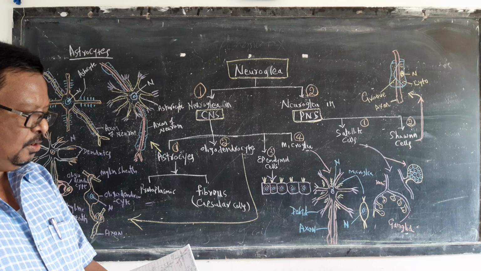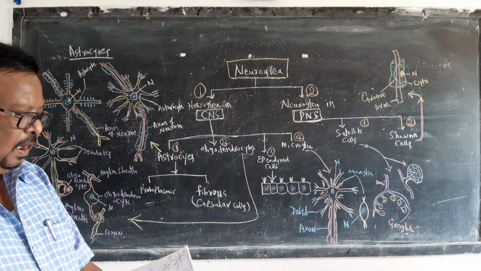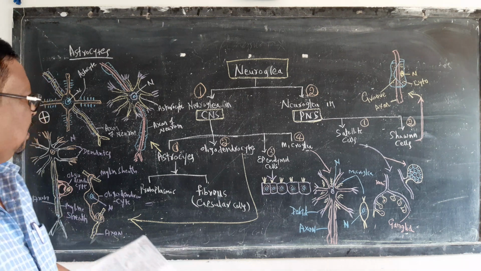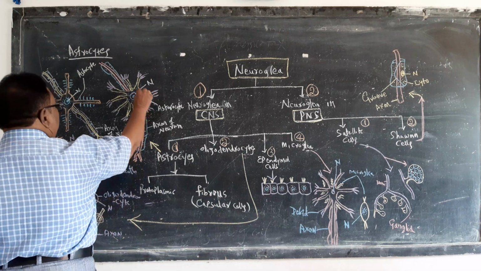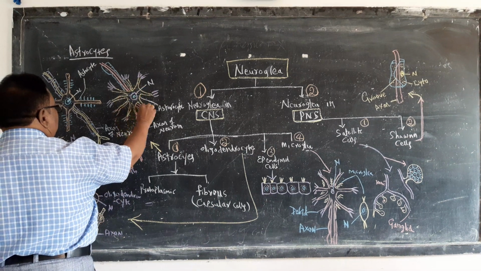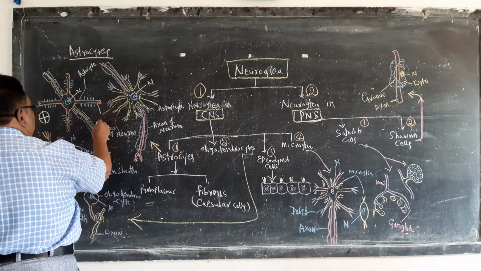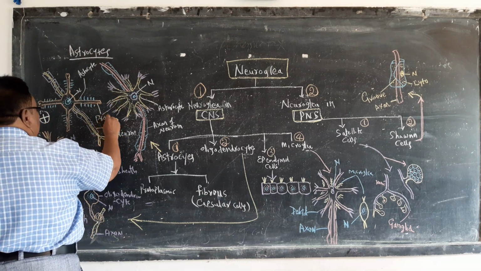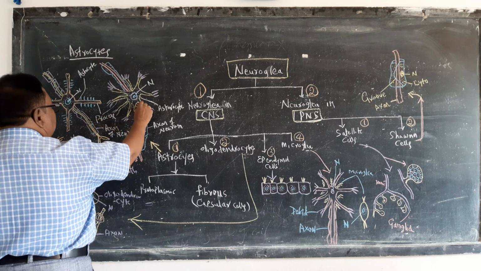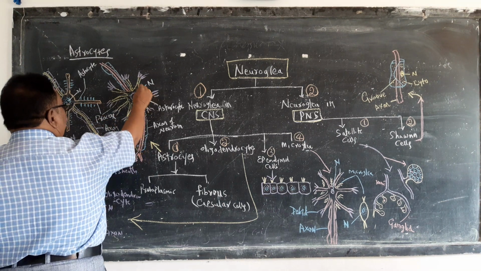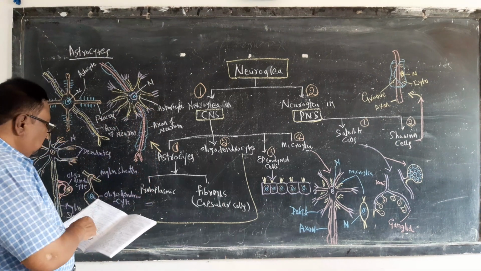Coming to the fibrous astrocyte, the processes are thin and asymmetrical. The processes are thin. These are the processes of the astrocytes, which are very thin here. They are thin processes.